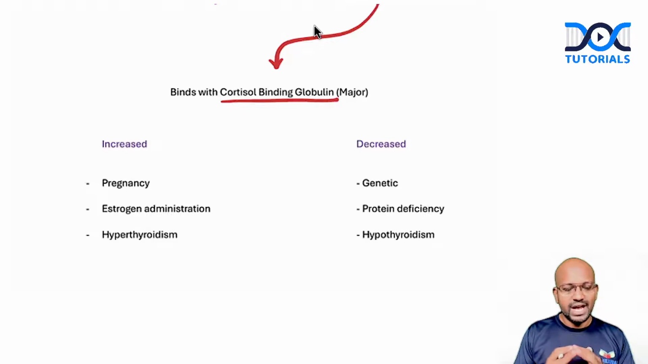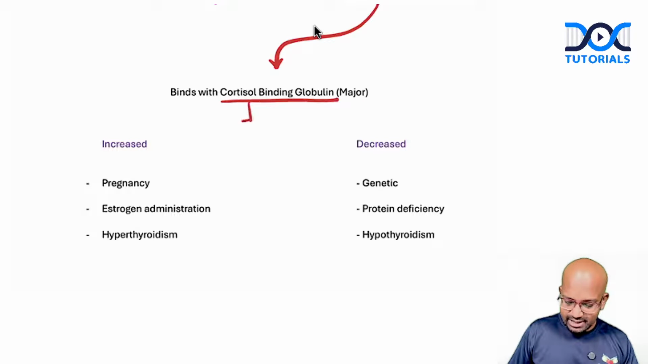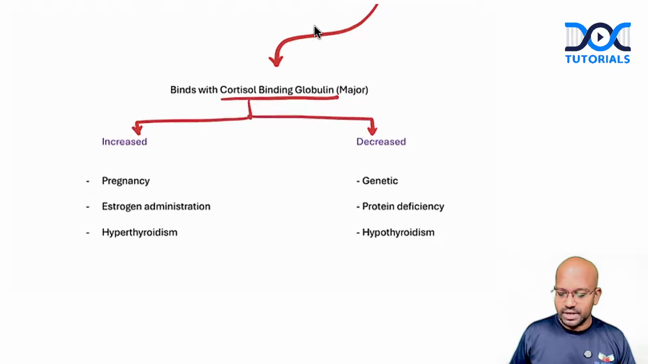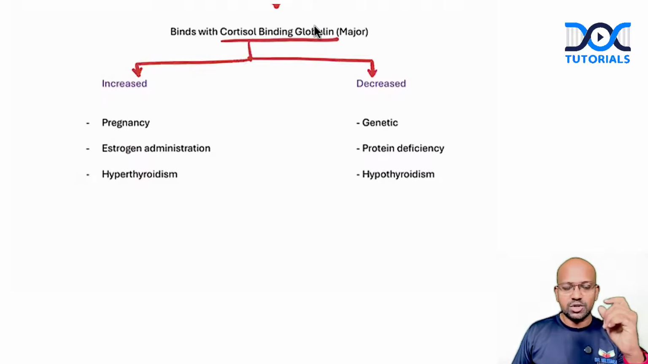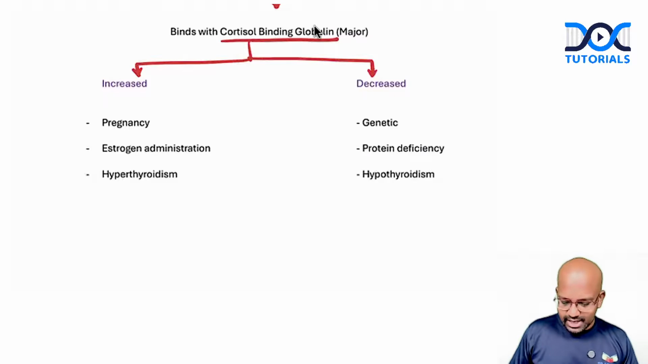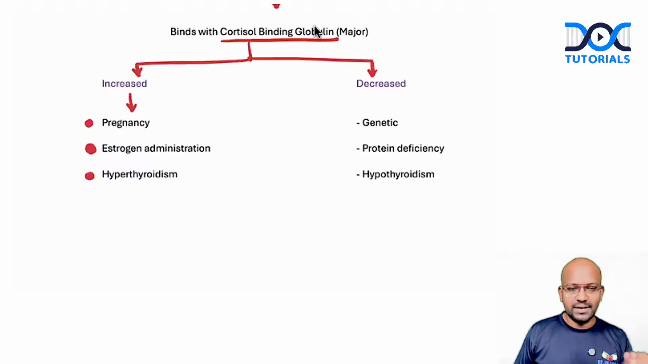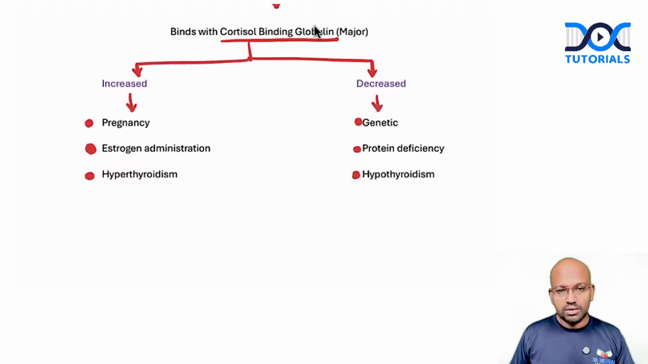But do we have any conditions in which there might be an increased or decreased cortisol binding globulin? CBG levels might be increased or decreased in certain conditions. It is going to be increased in pregnancy, in estrogen administration, and in hyperthyroidism. In all of these three conditions, CBG levels are going to be increased. And vice versa, my dears, it is going to be decreased in genetic abnormalities, where patients might be genetically predisposed to decreased levels of CBG, in protein deficiency, and in hypothyroidism.